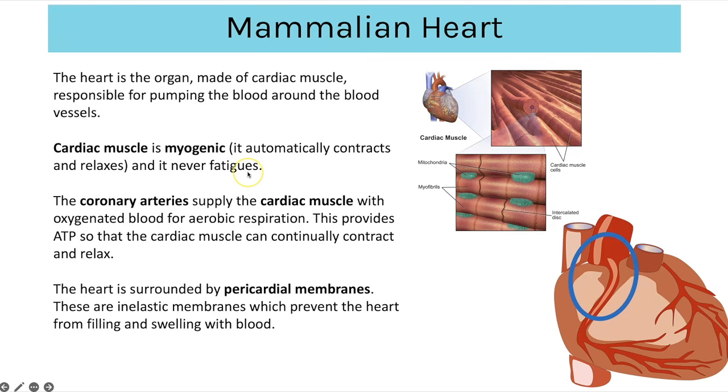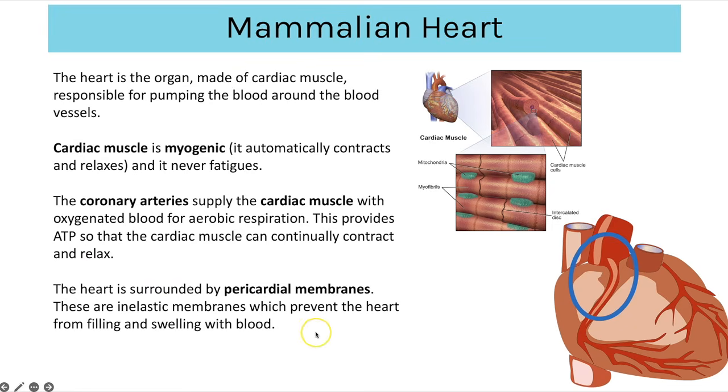It also never fatigues, unlike skeletal muscle, which can fatigue. Cardiac muscle, as long as it has a constant supply of oxygen and glucose, will always contract and relax. And that's the role of the coronary arteries. They supply the cardiac muscle with oxygenated blood and glucose so that they can respire aerobically, produce ATP, and therefore the muscle can continually contract and relax.